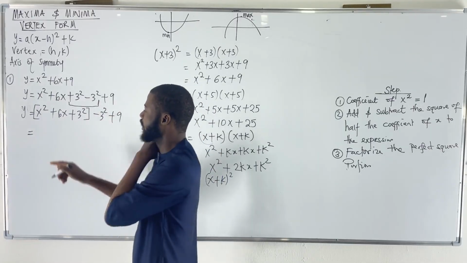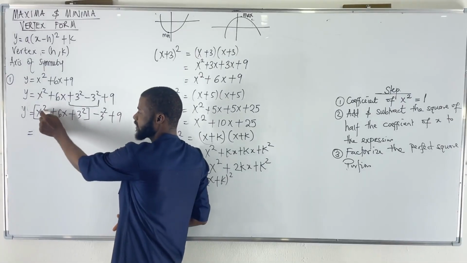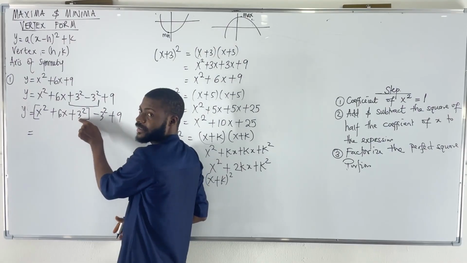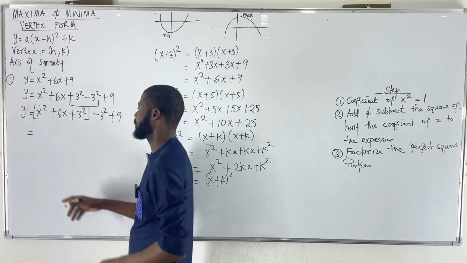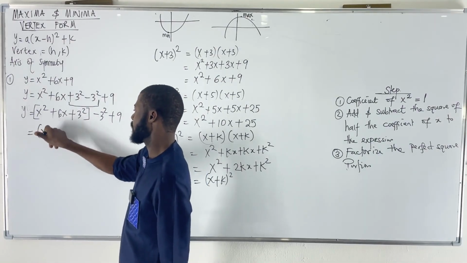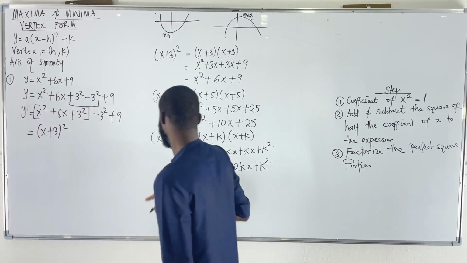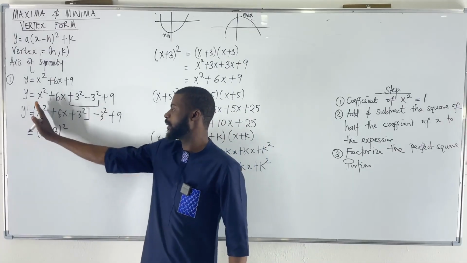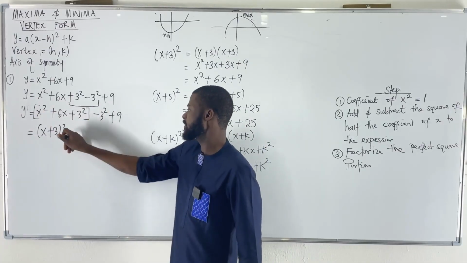So right now, what will happen here? I now know that this is x squared, this is 3 squared. And the 6 right here is double of the 3. 6 is double of this 3. So this is going to become x plus 3 all squared. That's what I mean by factorize the perfect square portion. So this portion is going to be the perfect square portion. And then this is minus.